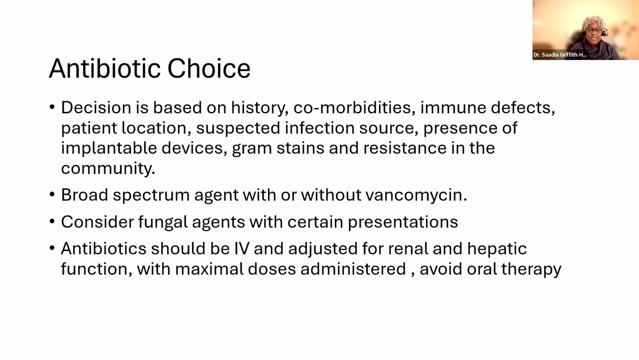Antibiotic choice, of course, in sepsis is based on history, comorbidities, and all the other things that I've listed on the slide. Your decision usually is for a broad spectrum agent with or without vancomycin. Consider fungal agents with certain presentations. The most important thing I think for you in the clinic is this is not a time to be giving oral antibiotics. Antibiotics, when you have somebody you're concerned that may be septic, really should be IV, and they should be adjusted for renal and hepatic dysfunction, but also maximal doses of antibiotics need to be administered.